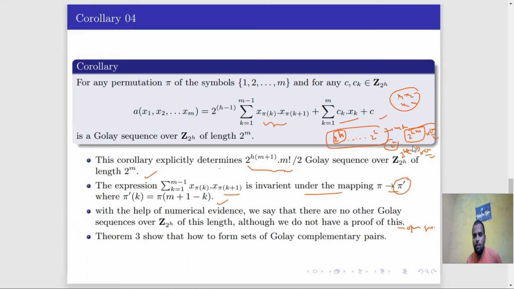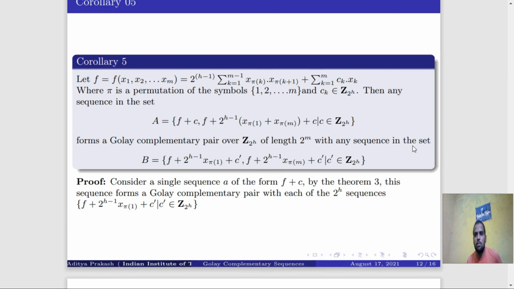Okay, now come to the next Golay. The next one is nothing but simply in the previous manner. Let f be this, to the power h minus 1, summation k is equal to 1 to m minus 1 x pi k dot x pi k plus 1 plus summation k is equal to 1 to m c k x k, where pi is similarly a permutation of the symbols 1 up to n, and ck belongs to Z 2h. Then any sequence of this form, that means a is equal to a plus c and a plus 2 to the power h minus 1 x pi 1 plus x pi m plus c, where c belongs to Z 2 to the power n, and b is defined in such a way, and both are a complementary pair to each other.